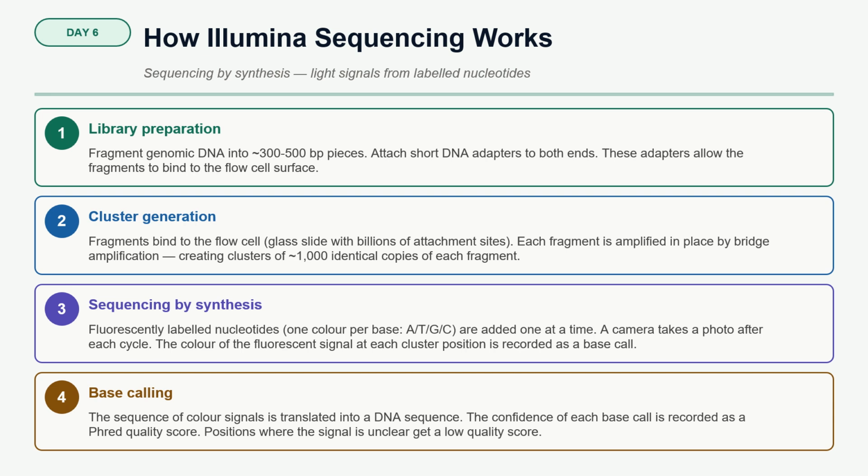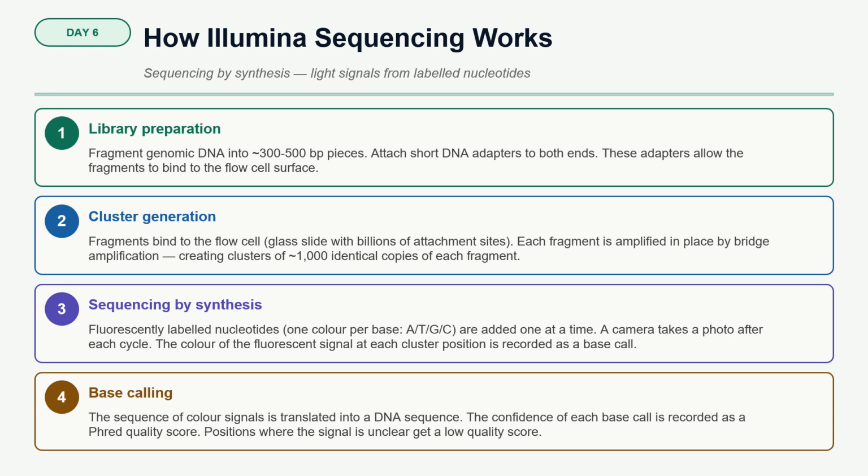So how does Illumina sequencing work? It is sequencing by synthesis, using light signals from labeled nucleotides. It's very simple. Illumina takes a DNA sequence and breaks it into tiny pieces, then makes multiple copies of each piece so that the signal will be strong. Then they attach color codes to each nucleotide base, either A or T or G or C. So let's say A is red, T is blue, G is green, and C is yellow.